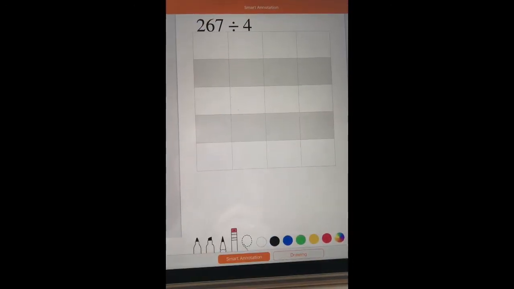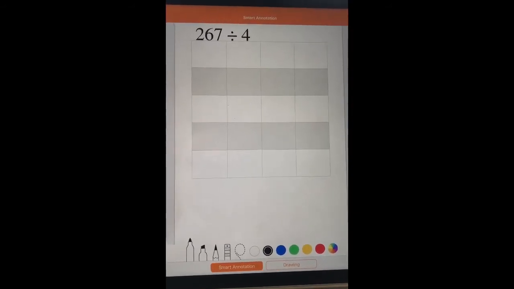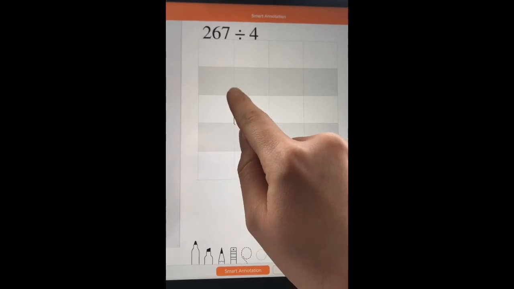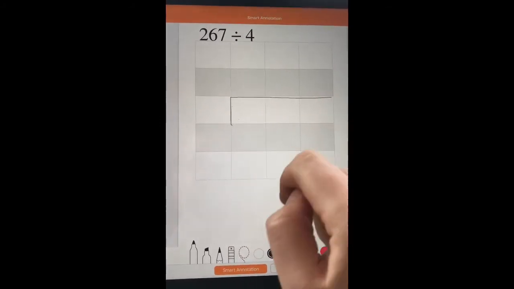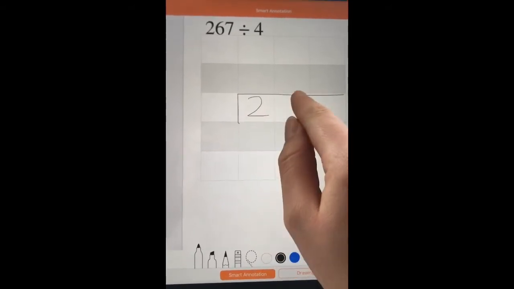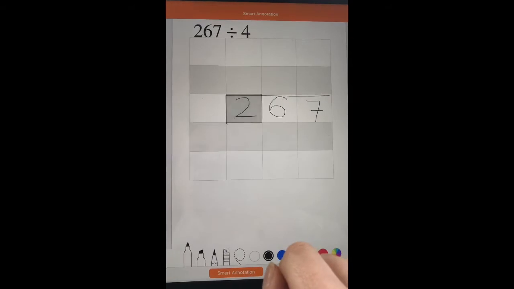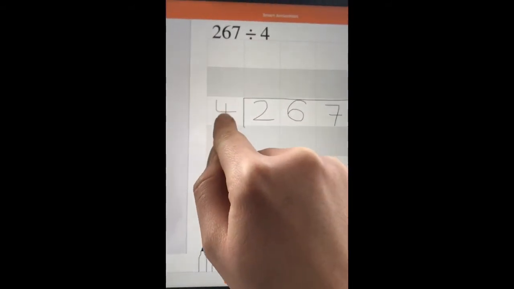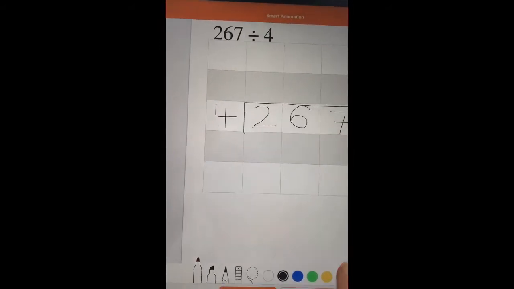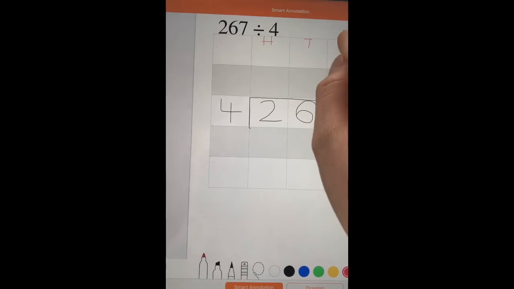Lastly then, we'll look at bus stop division when we have a remainder overall. So we've got 267 divided by 4. We'll start off the same. Pop our bus stop in, the number that we're dividing goes inside the bus stop, 267, and the number that we're dividing by goes on the outside, 4. Pop our place value, we've got hundreds, tens and ones.